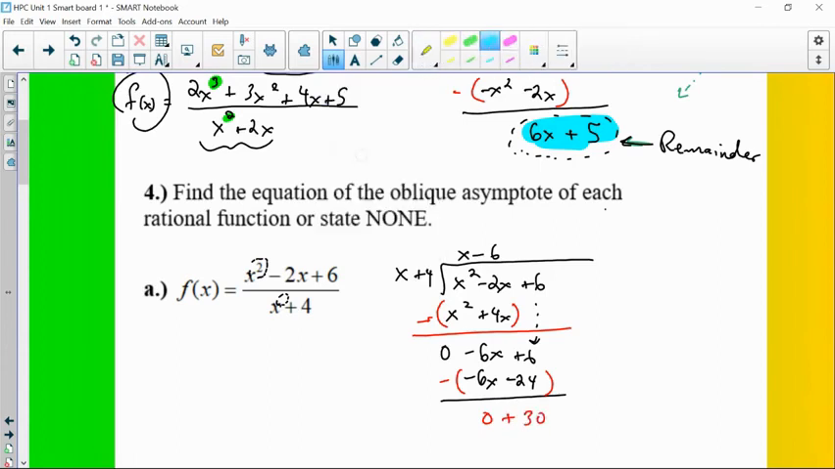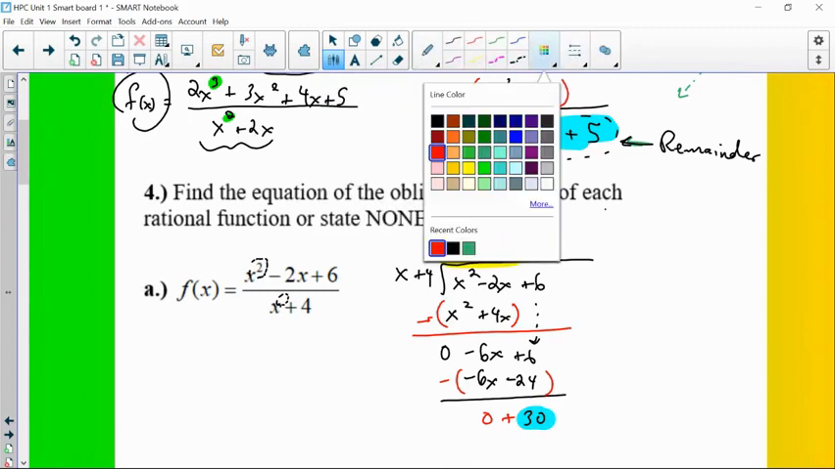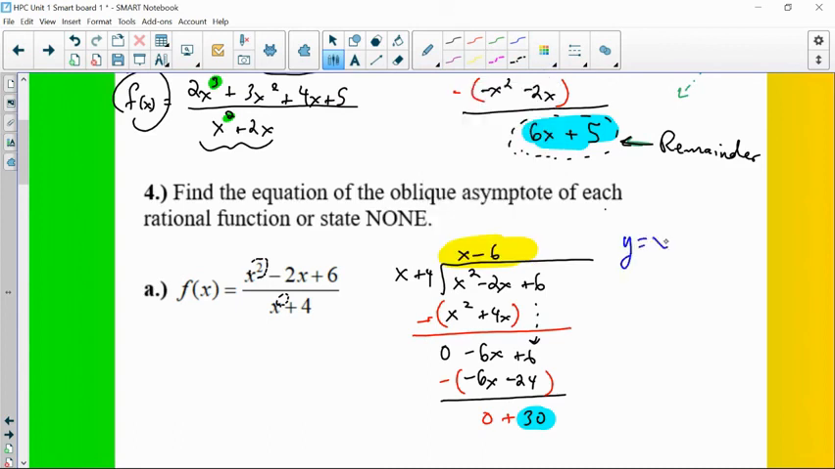Remember, the oblique asymptote is sitting up here. The remainder is here, it's 30. So the remainder we're not really worried about right now, but I am interested in the equation of the oblique asymptote. So then I will write the equation. I'll use this nice blue. So y equals x minus 6. So the function will start to behave like this linear function.